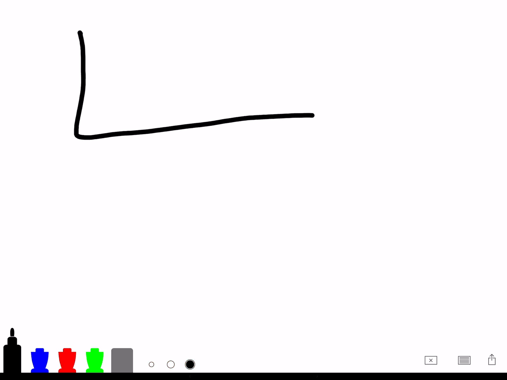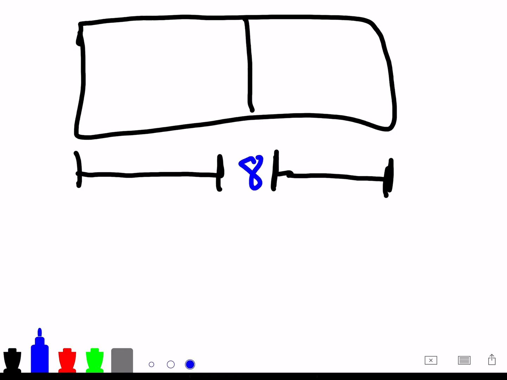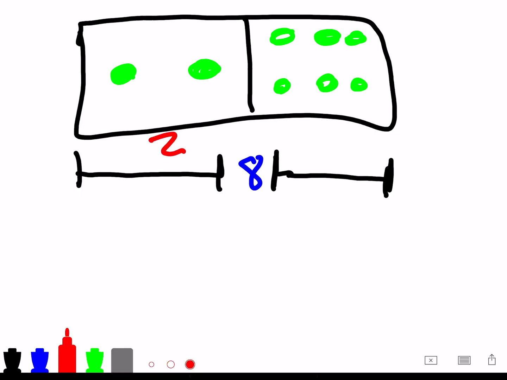So I'm going to draw the part whole model. So remember, the two parts are less than the whole, and the whole is the bigger number that's going to be on the bottom. So I want you guys to remember that. So we have this problem where we have 8 on the bottom. So 8 is going to be the biggest number that we have in this problem. And we have 1, 2, 3, 4, 5, 6. Okay, so we have 2 dots, 1, 2. We have 2 right here, and we have 1, 2, 3, 4, 5, 6, and we have 6 right here.